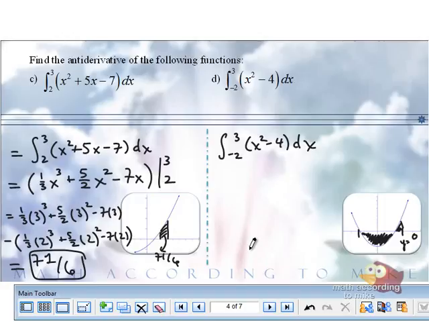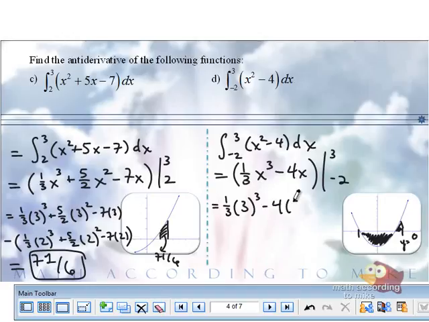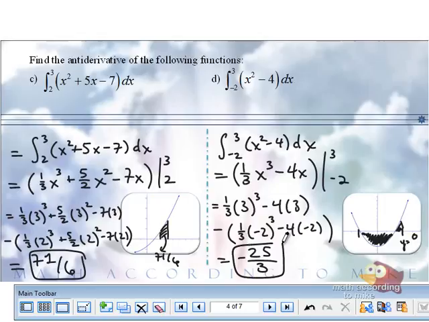All right. What's the antiderivative of x squared? And negative 4? Is everyone okay with that? Okay, stick in 3. Minus, stick in negative 2. And what did you get as the final answer? All right, so again, we'll learn why in the next section, why that area is negative. But since there's more underneath the x-axis than there is above, we should expect a negative answer.